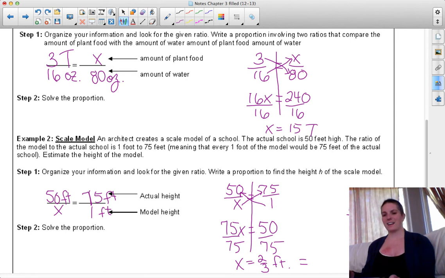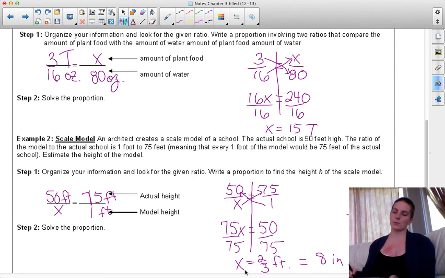So how many inches are in 2/3 of a foot? Oh, look at me building in an extra problem. How not nice is Mrs. Sturgeon? 12 times 2/3 equals 1x. Oh, let's see. 12 times 2/3. 4 times 2 is 8. So we end up with 8 inches.